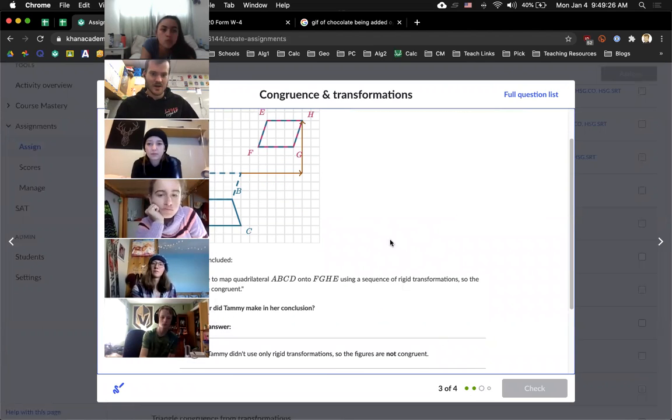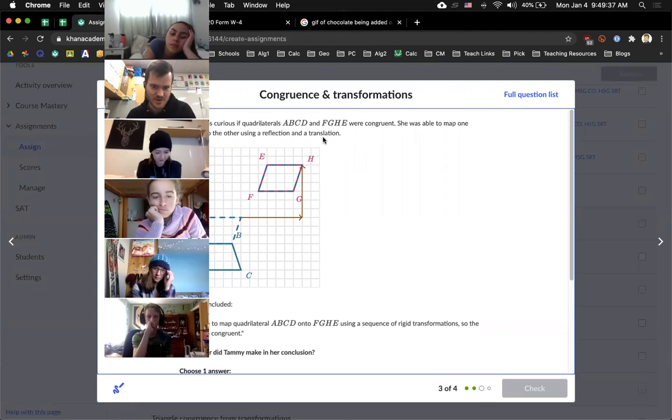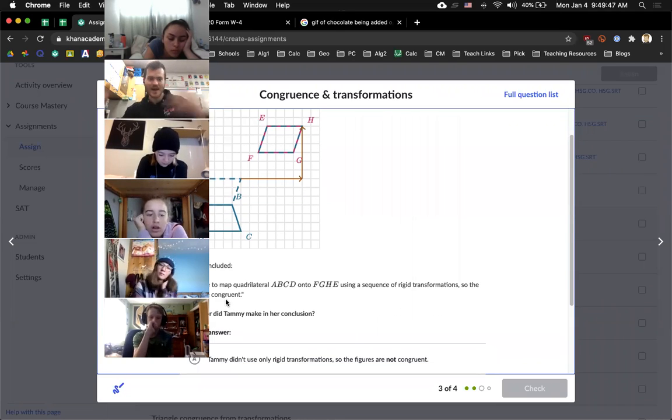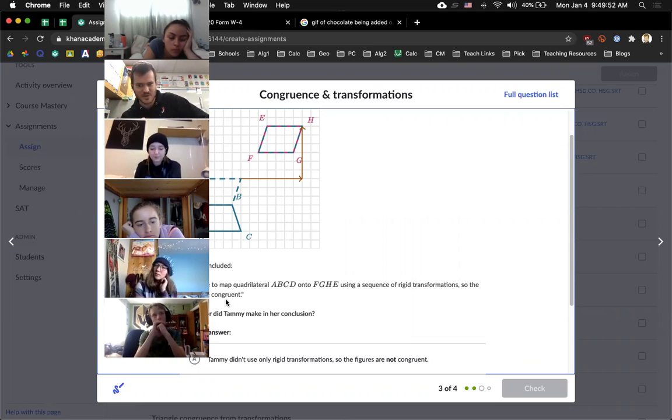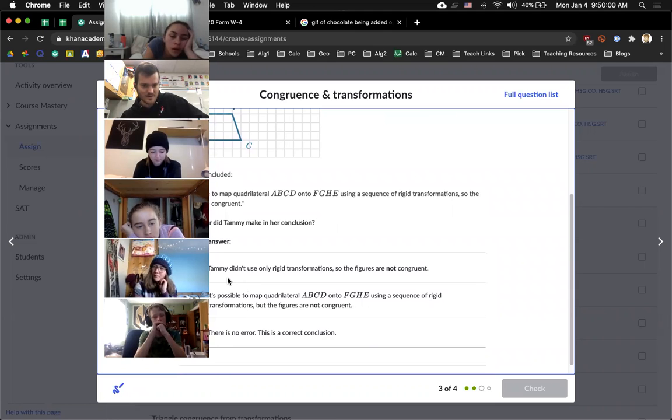I'm doing good. Here's an example. So Tammy was curious if quadrilaterals ABCD and FGHE were congruent. She was able to map one figure onto the other using a reflection and a translation. What did she do first? She reflected it first up here, and then she translated it. So far, so good. Tammy concluded, I was able to map quadrilateral ABCD onto FGHE using a sequence of rigid transformations, so the figures are congruent. What error did Tammy make in her conclusion? And there might be no error, but one of the choices is she didn't use rigid transformations.